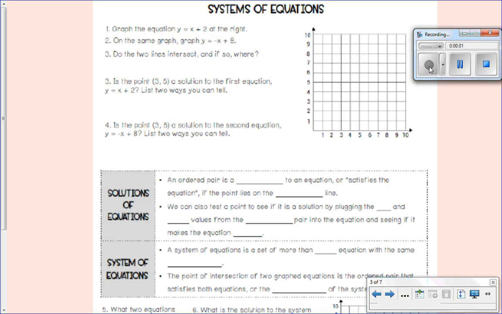All right, so today we're going to look at systems of equations. We're going to be graphing lines today and then looking at a solution. And we learned about graphing lines already.